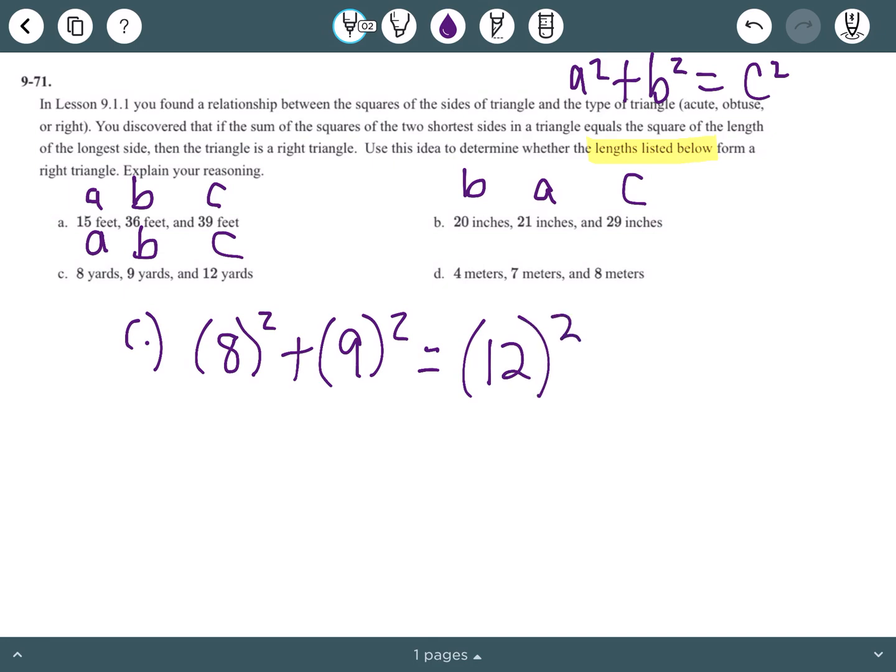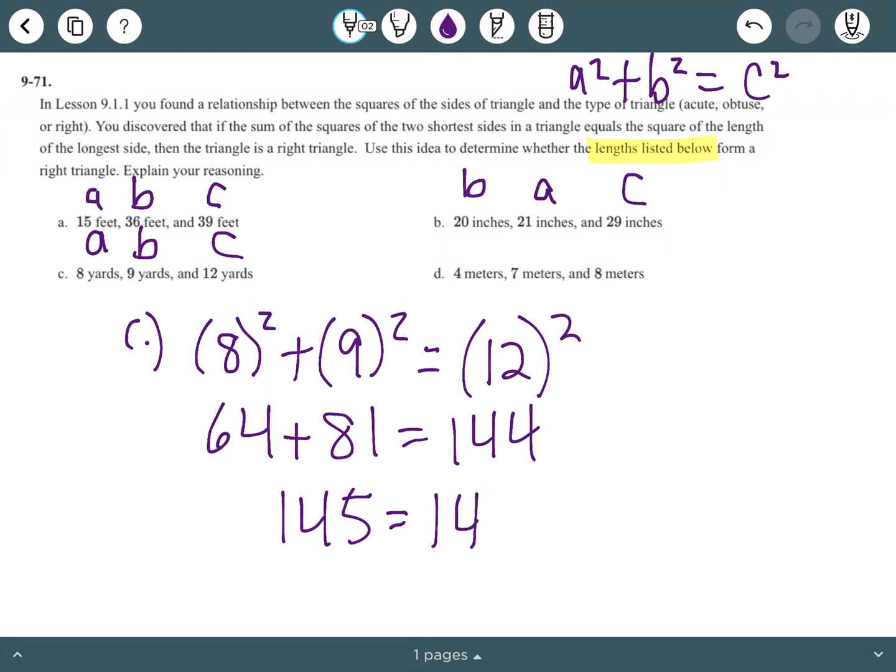8 squared, hopefully you know this, and if not, use your calculator, is 64. Plus 9 squared, which is 81, equals 12 squared, which is 144. 64 plus 81 is going to give me 145. And 145 is not equal to 144. It's close, but it's not equal, so that's not going to work for us. We do not have a right triangle.